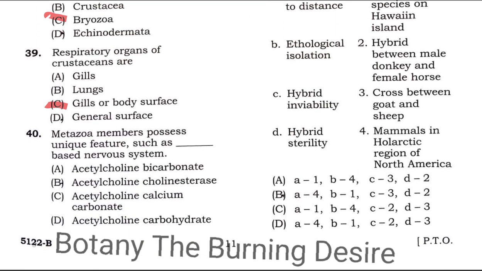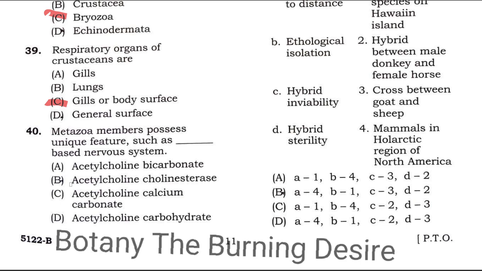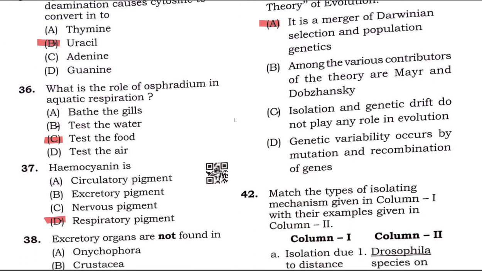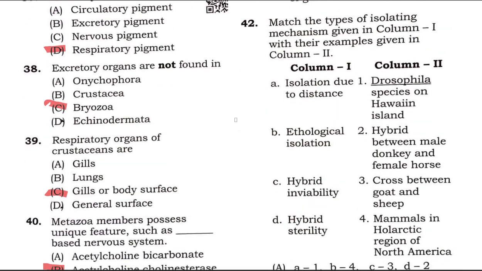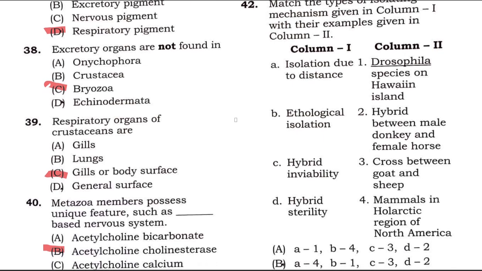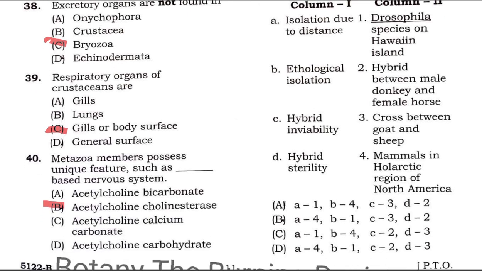Metazoan members possess unique features such as an acetylcholine and cholinesterase based nervous system. So they ask to choose the incorrect statement. Modern synthesis theory. So the incorrect answer is D. No, it's the A. It is a merger of Darwinian selection and population genetics. It is a merger of Darwinian selection and Mendelian genetics. Then match the types of isolating mechanism given in column 1 with their examples given in column 2. So A is the right answer.